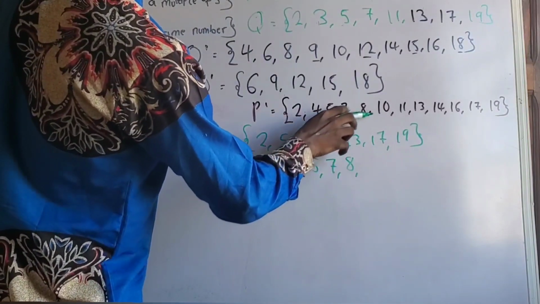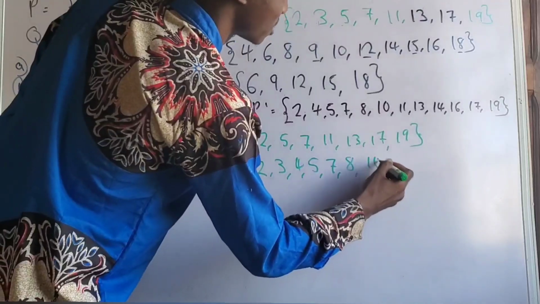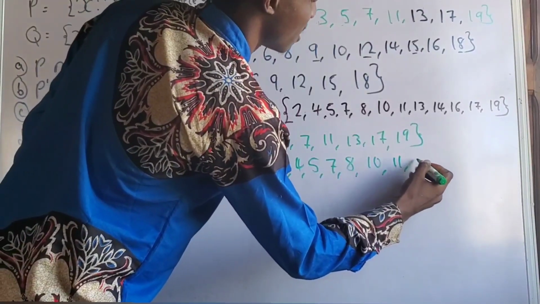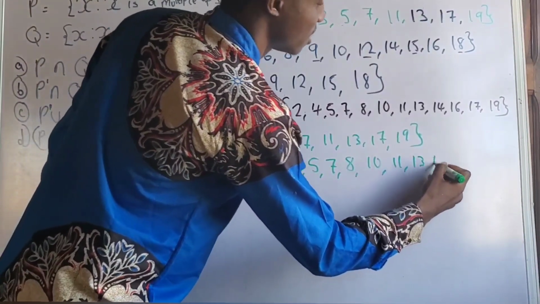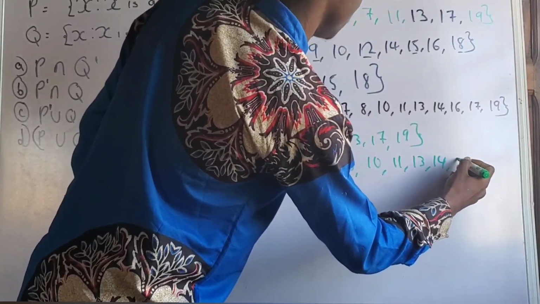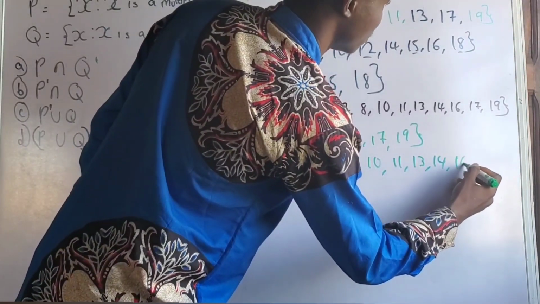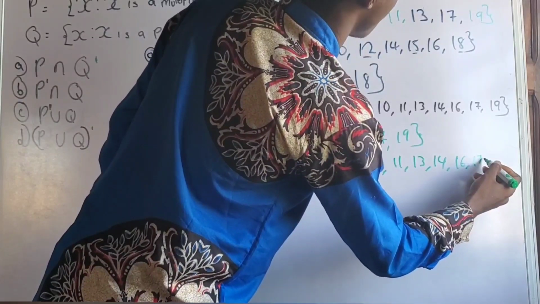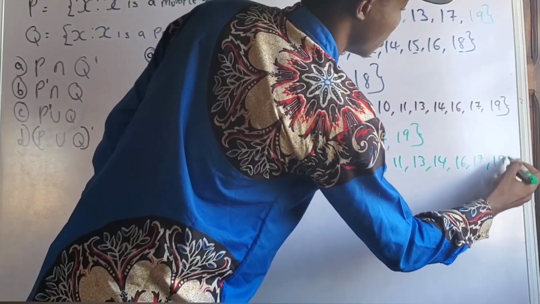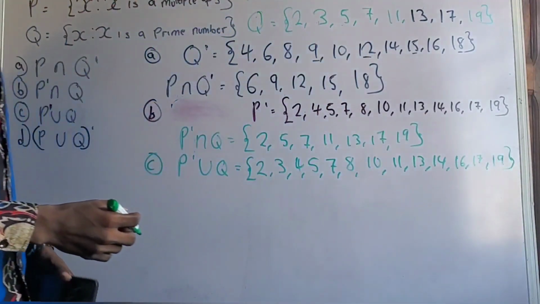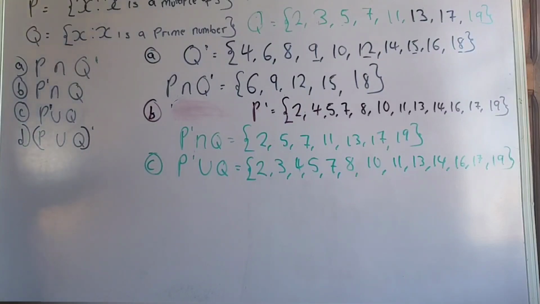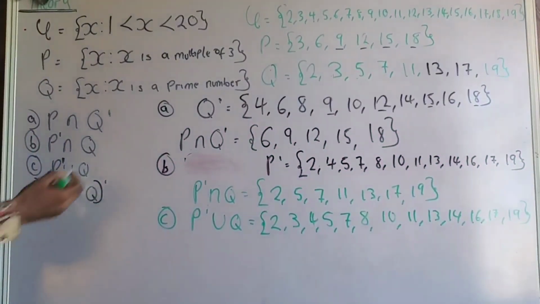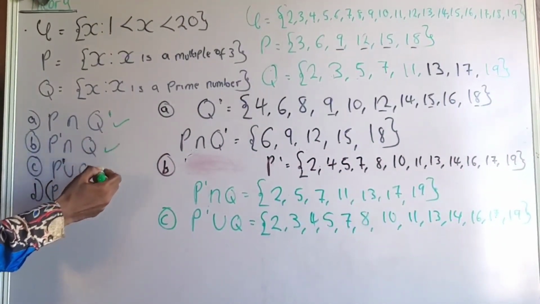After 8, what do we have? We have 10. Okay, put 10. We have 11. We have 13. We have 14. We have 16. Okay, 16. We have 17. We have 19. Okay, so this is P complement union Q. So we are done with this question.